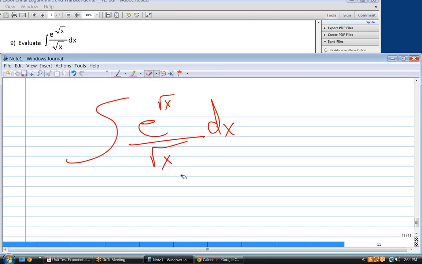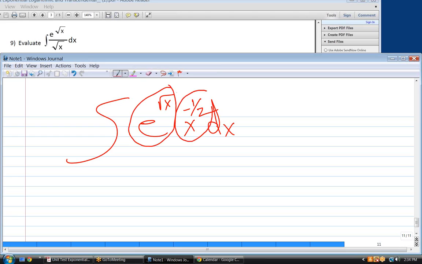If I write the denominator as this, see what I just did? Excuse me, I forgot the negative sign. Now it looks a lot like what we look for in u substitution, which is a composite function where the numerator also has the derivative of what we're going to use for u. So let's go through it.